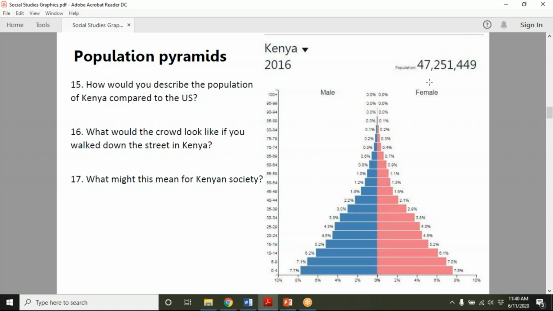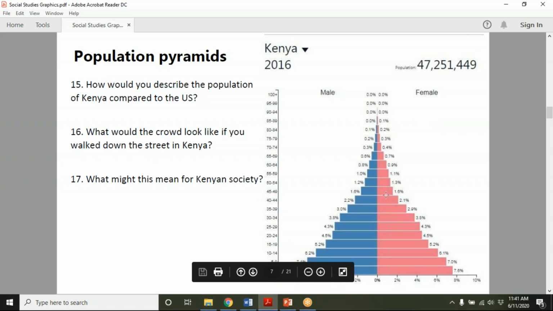It doesn't have longevity. With the United States graph, it looks like the population lasts a little bit longer. And people don't live a long life there. Yeah, those are two good conclusions.